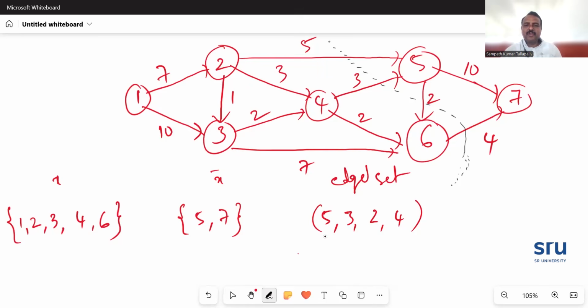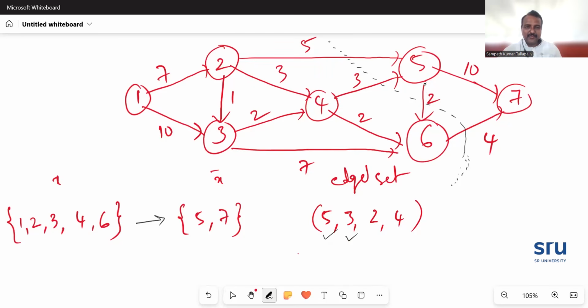So what I need to do now? 5. So 5 is an edge which is in between 2 to 5. So this is in this direction. So it is satisfied. Now 3. 3 is in between 4 and 5. 4 is in this set and 5 is in this set. So this is also satisfied. Now we need to have 2.